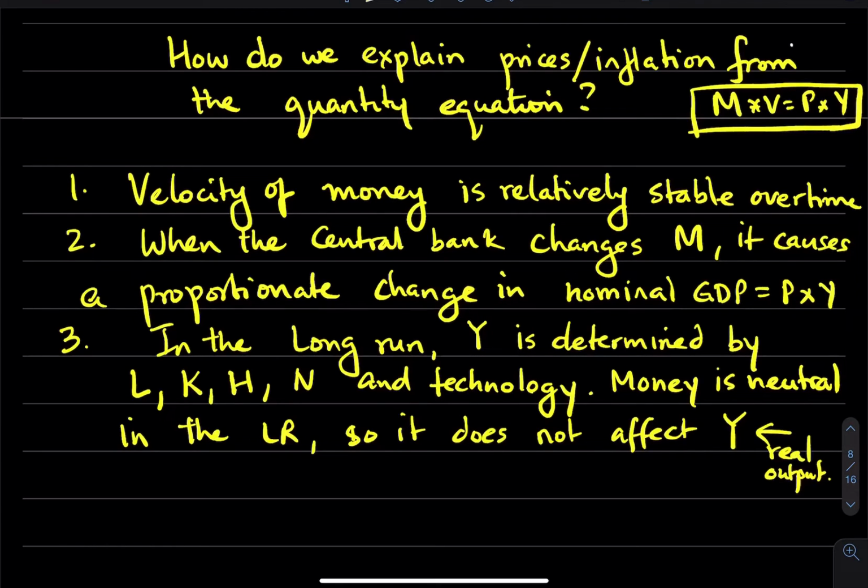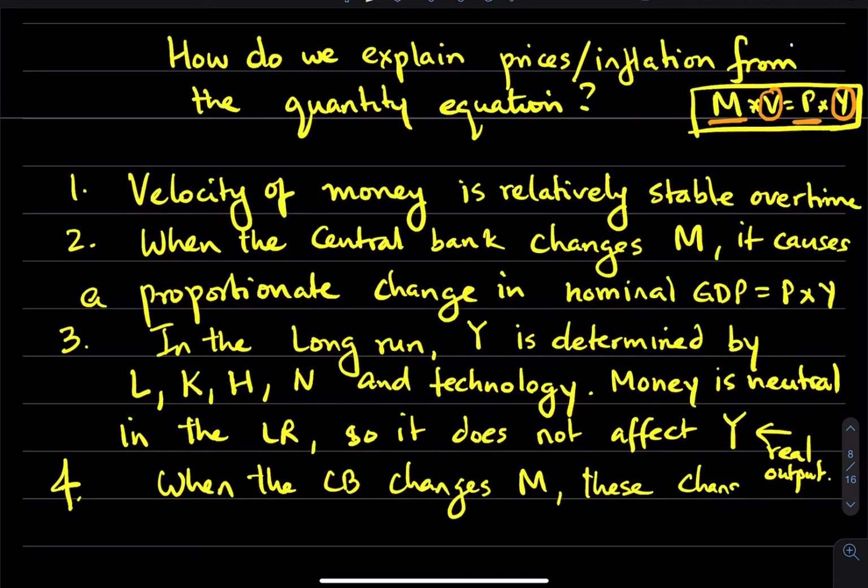So then what are we left with? If you look at this equation, if V is not changing, and Y is not changing because of money, money in the long run is going to cause prices to change. So when the central bank changes the money supply, M, or the quantity of money, these changes are reflected in the price level.